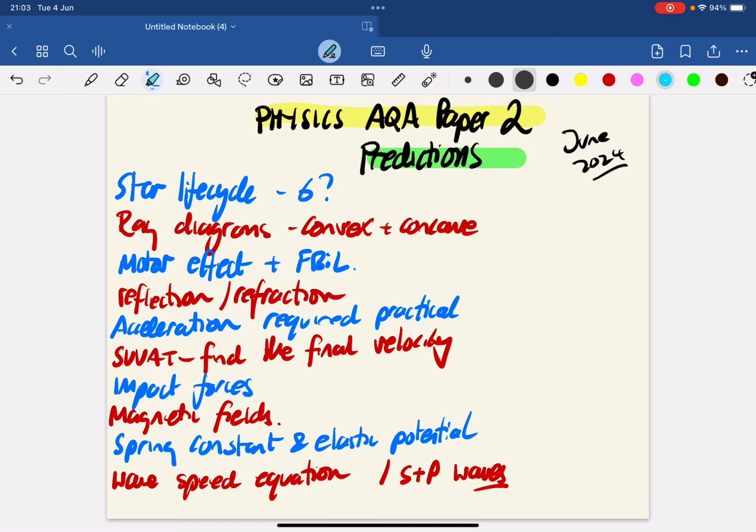Acceleration, the equation, the required practical, again, chances are that's going to appear in some way. It could be a simple equation. It could be linked to the practical itself, how you would do it, whether or not that is with masses off a table or with ticker tape. Make sure you're happy with those required practicals. There's plenty of examples on YouTube.